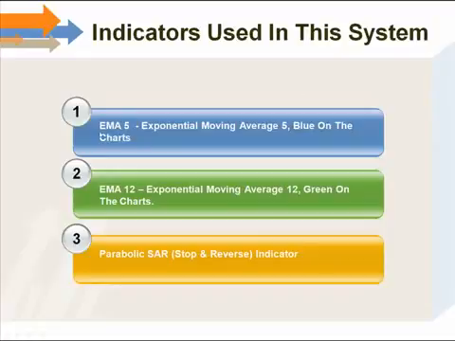And then once you've done that, we're going to add some indicators into the charts themselves. We're going to add an EMA 5 or an exponential moving average 5 period. We'll make this one blue on the charts. Then we're going to add an EMA 12, an exponential moving average 12 period, and we'll make this one green. And then finally we're going to add a parabolic SAR or stop and reverse indicator, and that will be the last indicator we add to the charts.